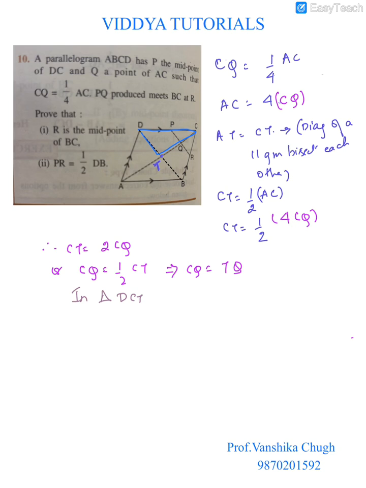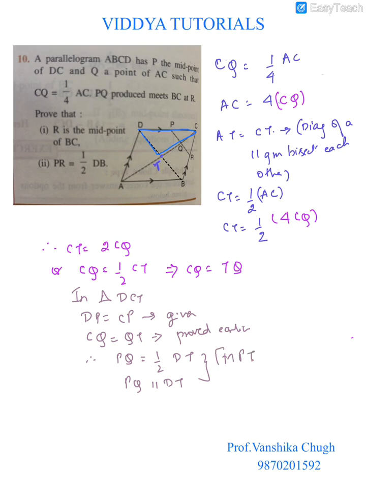In triangle DCT, we have P as the midpoint, so we have DP is equal to CP. I have been given, and I just proved, Q as the midpoint of CT, so I have CQ is equal to QT, proved earlier, and therefore PQ will be half of DT and PQ will be parallel to DT by midpoint theorem. Now if PQ is parallel to DT, that means QR is also parallel to BT.